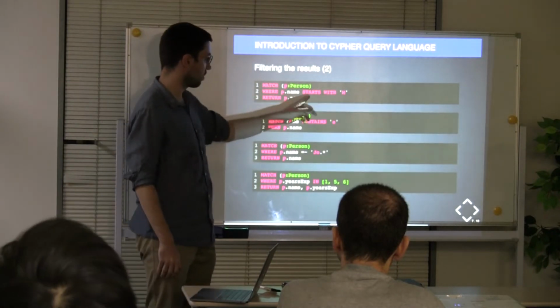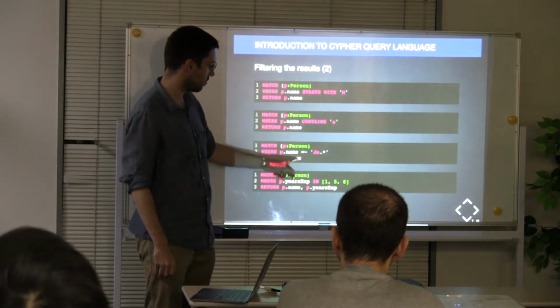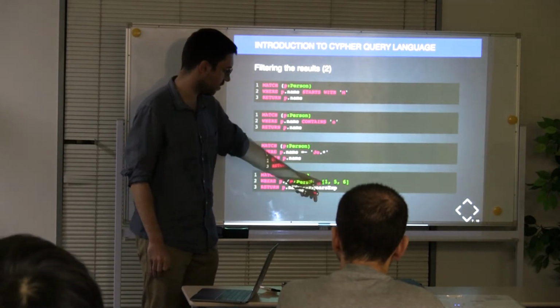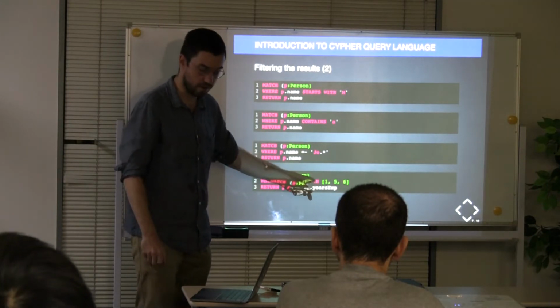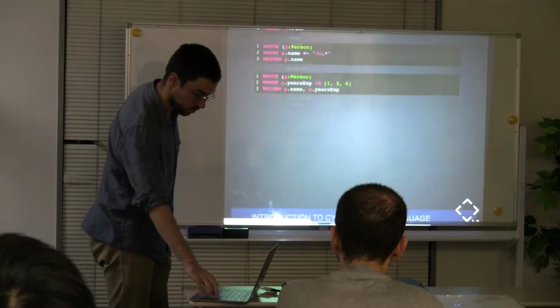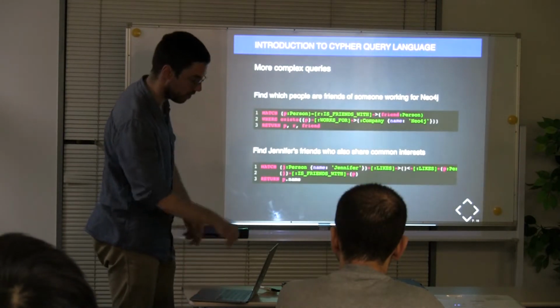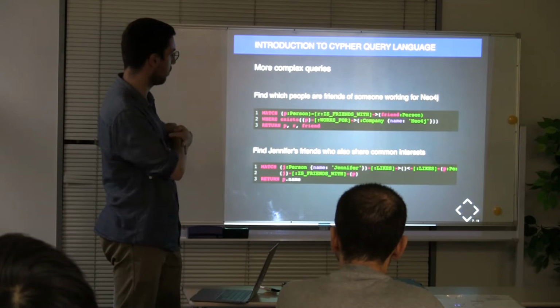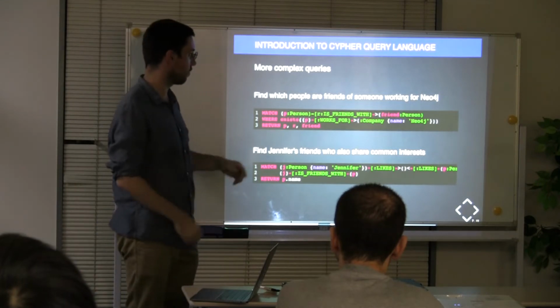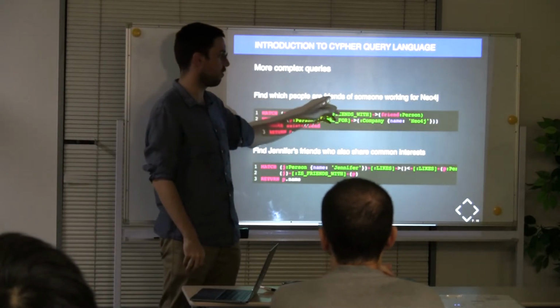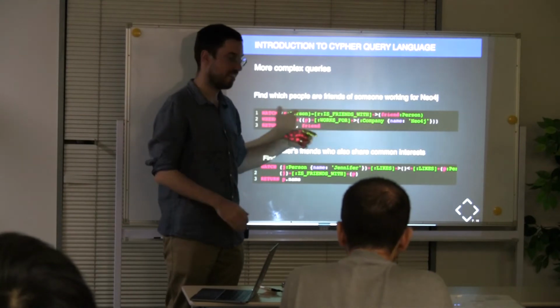So for strings, we can start with contains and regular expressions. We have the syntax as well for arrays. So now that we got the hang of it, we can try to do more complex queries. We'll find which people are friends of someone working for Neo4j.